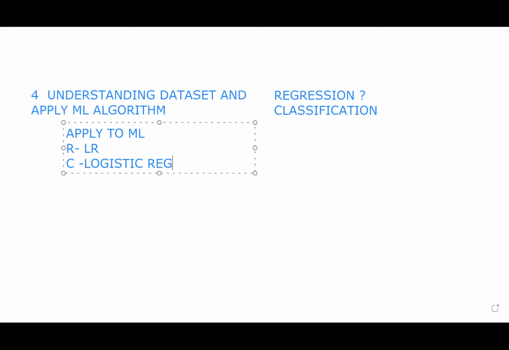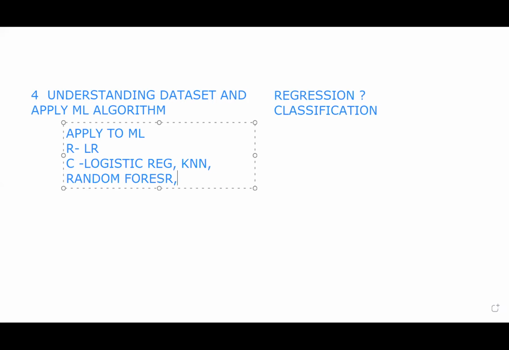Then you have k-nearest neighbors. Then you will have random forest and decision tree. So all these are nothing but your classification algorithms. So any one you can choose and you can apply the machine learning algorithm. Okay, so for regression, you can use just linear regression.